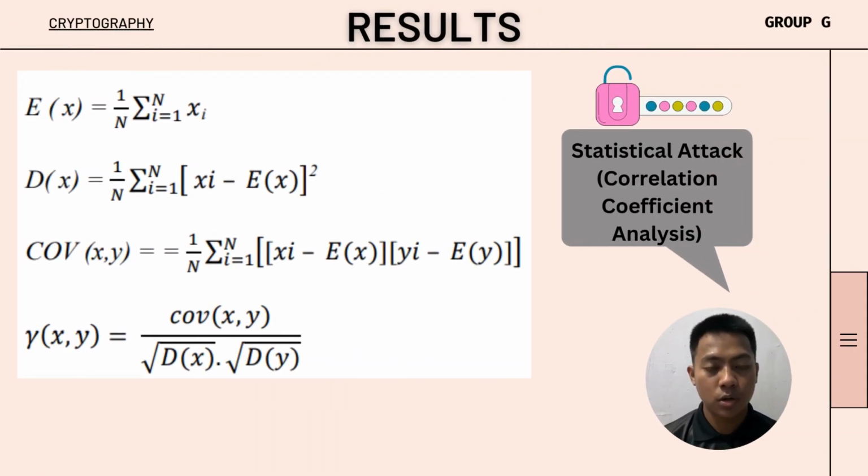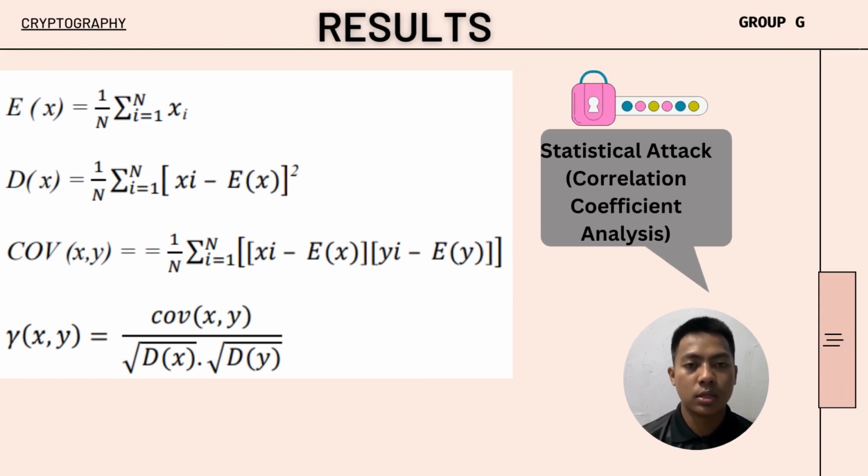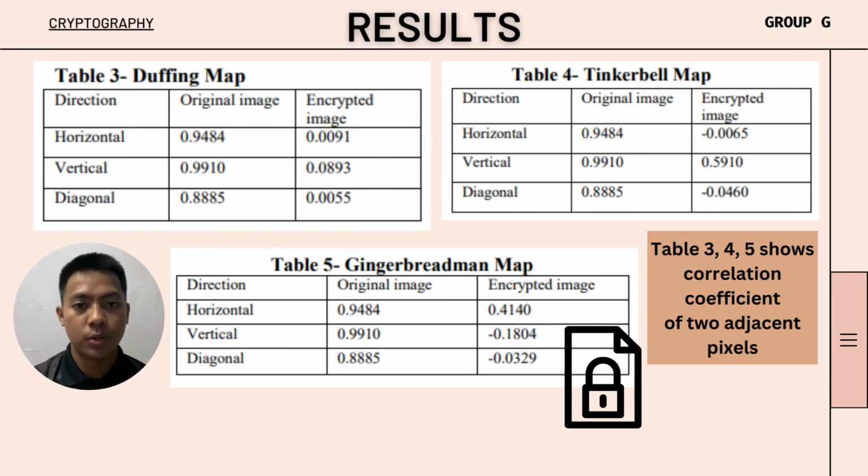To test the correlation between two adjacent pixels in the plain image and the encrypted image, we can use the formula of the correlation coefficient, where x and y are gray values of two adjacent pixels in the image. Cov(x,y) is the covariance, D(x) is the variance, and E(x) is the mean. Here we can see the correlation between adjacent pixels is greatly reduced. Detailed analysis is shown in table 3 for the Duffing map, table 4 for the Tinkerbell map, and table 5 for the Gingerbread Man map.